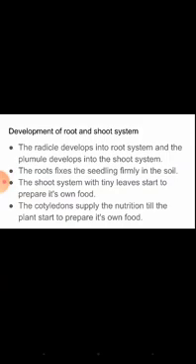The shoot system with tiny leaves starts to prepare its own food. After the cotyledons come out of the soil, it starts to bear leaves. One set of leaves comes initially and then the next set, and like that a few leaves will start to come out. After the leaves are developed, it starts to do photosynthesis and prepare its own food. Till then, the cotyledons supply the nutrition until the plant starts to prepare its own food.